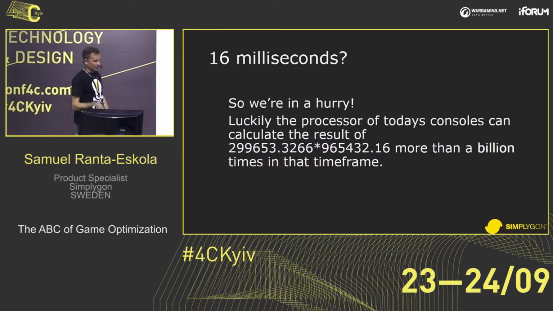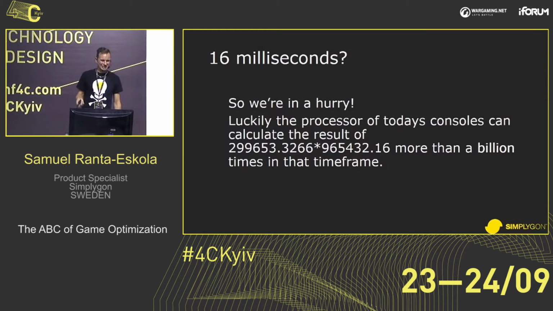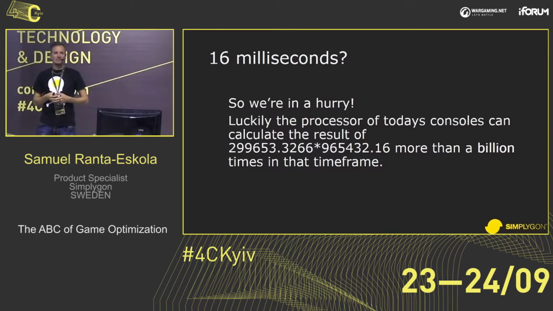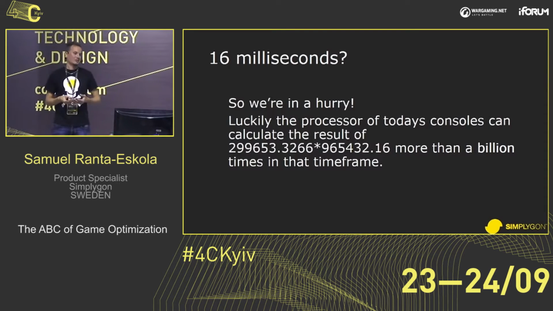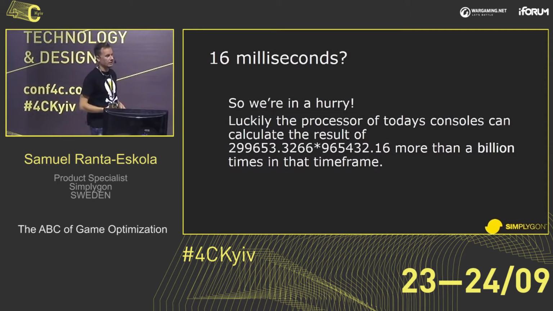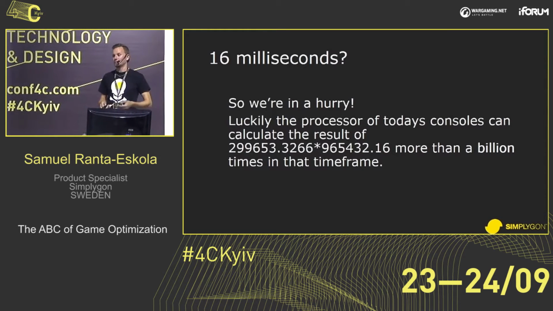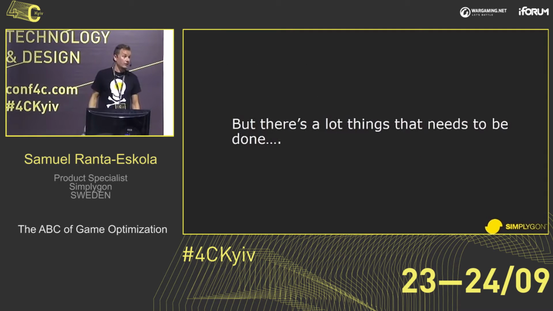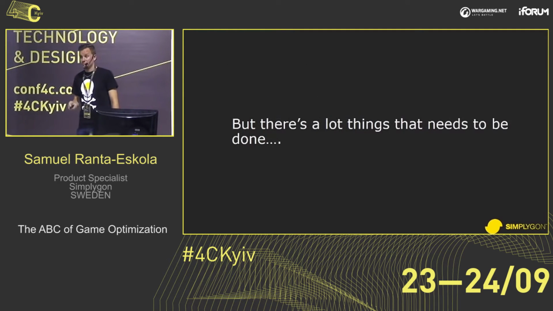Now, in the hamburger place, it's not going to take 16 milliseconds. It's going to take a lot more. But we only got 16 milliseconds if we're targeting 60 frames per second. But we're in a hurry then. Luckily, processors can calculate a lot in this time frame. If you put 2 random float numbers up there, they can do that calculation more than 1 billion times in that time frame. But there is a lot we need to do for a frame.